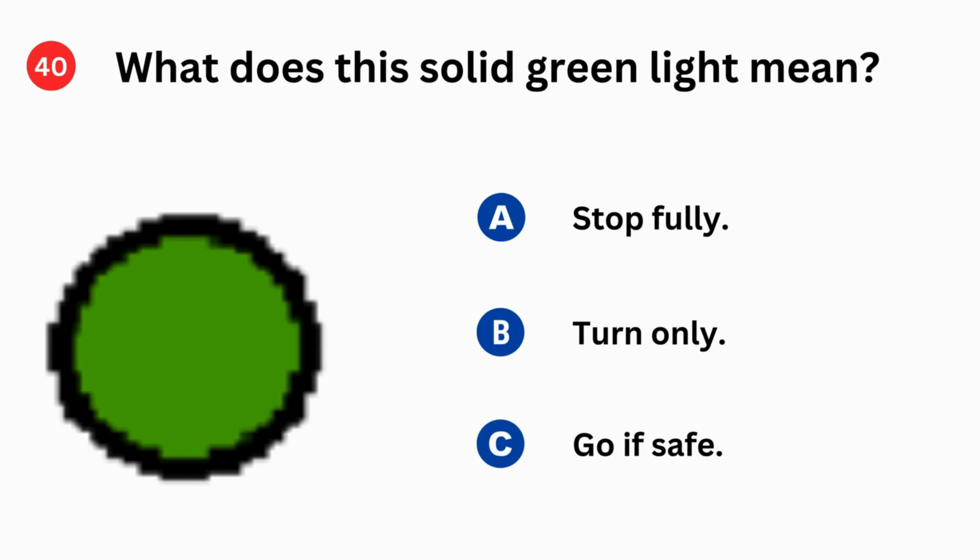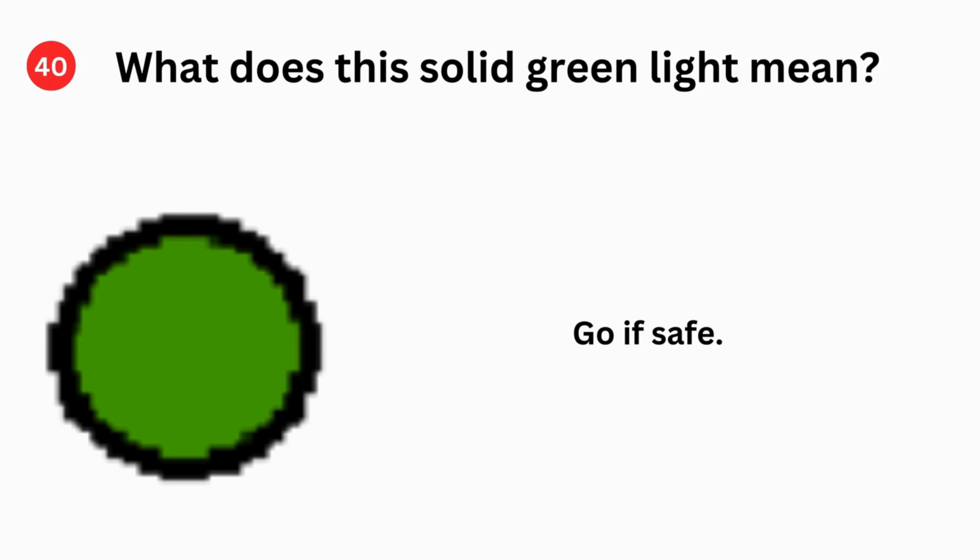What does this solid green light mean? A, stop fully. B, turn only. C, go if safe. Excellent. It is the go if safe sign.